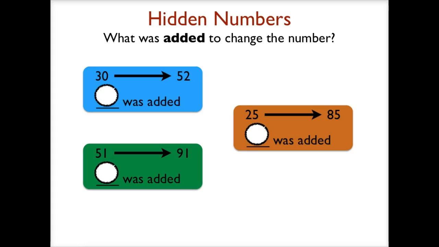Now let's do something a little harder. We're going to try something called hidden numbers. This is a challenge problem. What was added to change the number? We started at 30 and we ended at 52. What number was added to change the number? Take a moment and think about it.